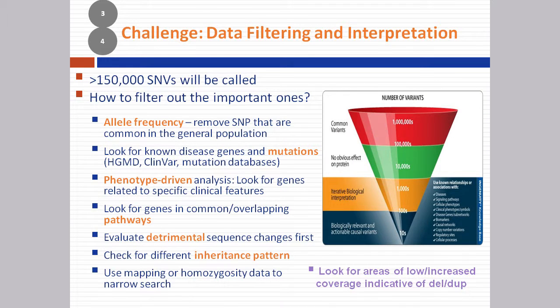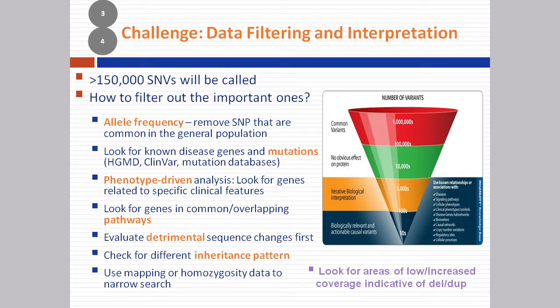So the challenges are multifold for exome sequencing, starting with data filtering and interpretation. On average, you have more than 150,000 variants that will be called and identified, and we have to filter it down to the 1 or 2 or 3 that are important for the patient. So we look for the frequency of those variants in the general population and filter out polymorphisms. We look at databases with known mutations and filter out things that are already known, and determine if that disease has anything to do with the patient's phenotype.